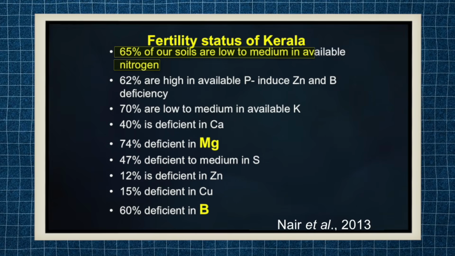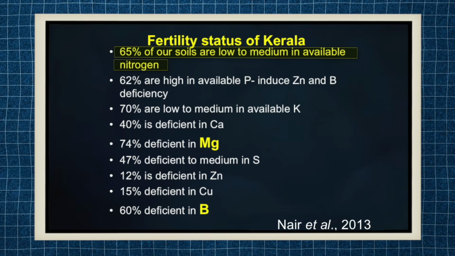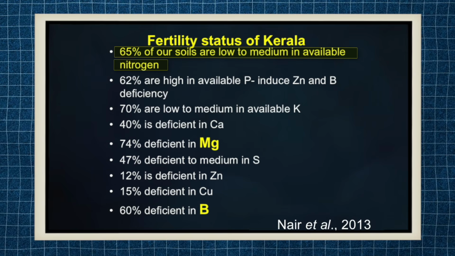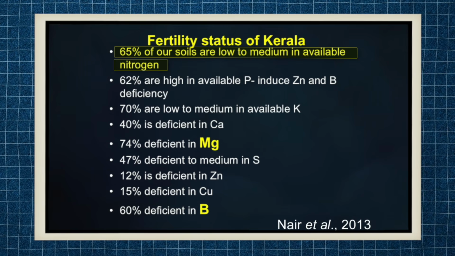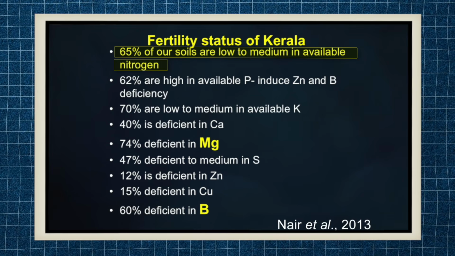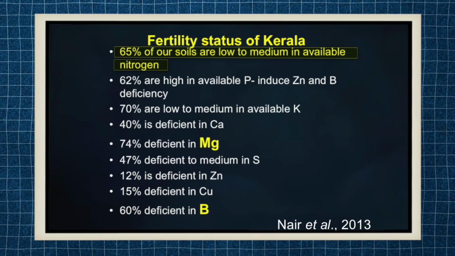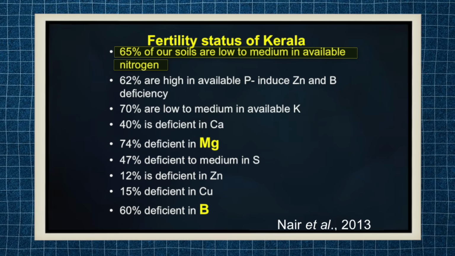Now coming to the status of fertility in Kerala, almost 65% of our soils are low to medium in available nitrogen, because organic carbon is also low to medium. Even in soil testing, you are not testing available nitrogen. Instead of that, you are testing organic carbon, because that is a better index of nitrogen status in the soil. So 65% of our soils are low to medium in available nitrogen.